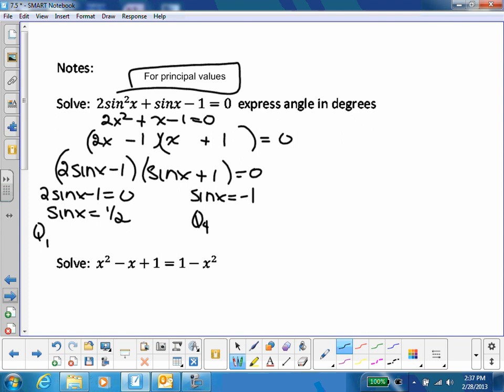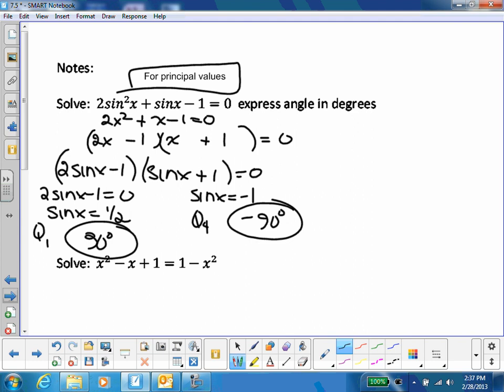The sine of what is 1/2? That's a quadrant 1, right? See why you need to know these values? You can't be struggling not only to solve, but also what are those values? Okay? The sine of what is negative 1? Negative 90. So you can think in your head that's 270, right? But 270 falls outside of my range. I have to think about my range between positive and negative 90. So we're going to say that that's negative 90 degrees. So negative 90 and 30 degrees are the two values that make this equation true.